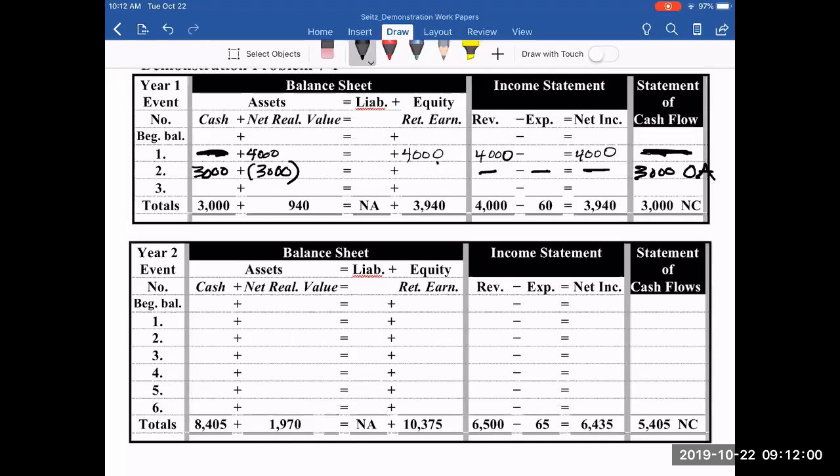And then 3, we see that the estimated uncollectible accounts expense, this bad debt expense, is 1.5% of the credit sales. So 1.5% of $4,000 is $60. So what I'm going to do is call that bad debt expense or allowance for doubtful accounts. That is going to reduce this net realizable value.